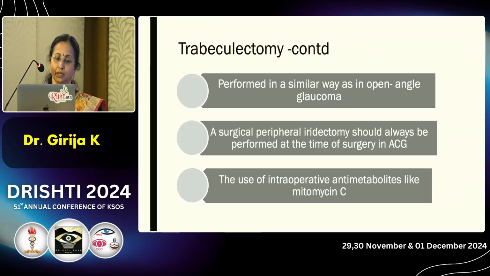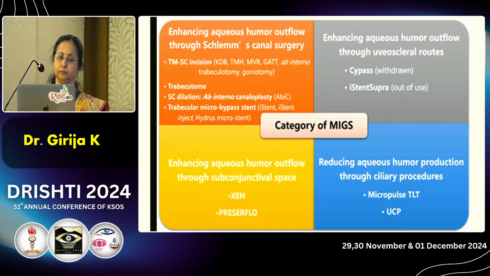And a surgical PI is a must in an angle closure glaucoma. Otherwise, the patient can develop a malignant glaucoma later. And also the use of intraoperative antimetabolites is advised, so that the surgery result can last longer.